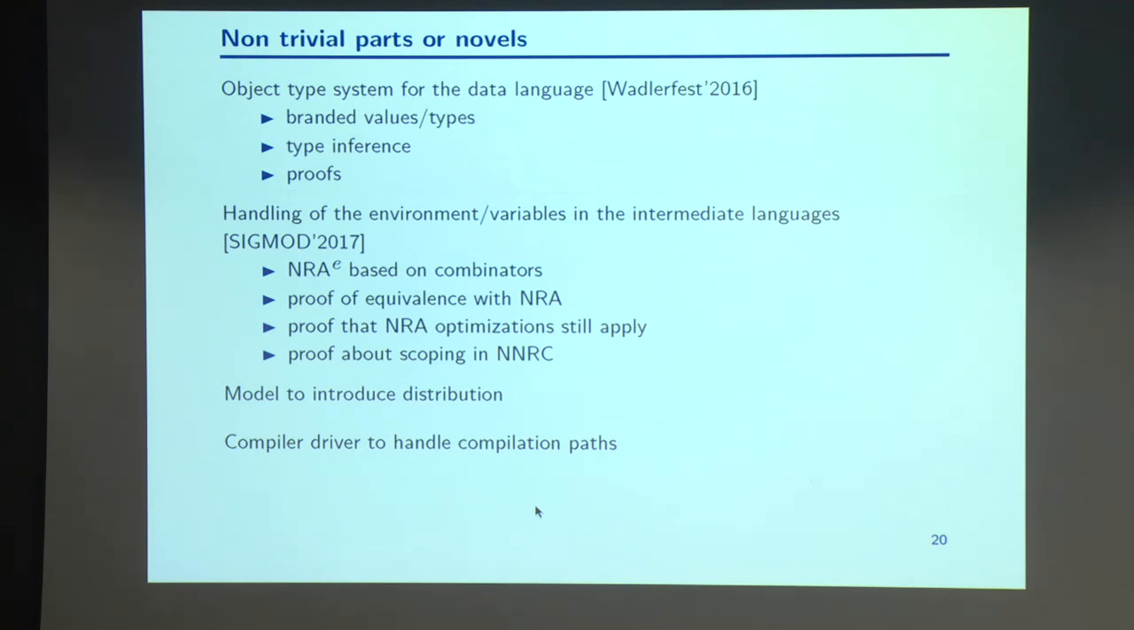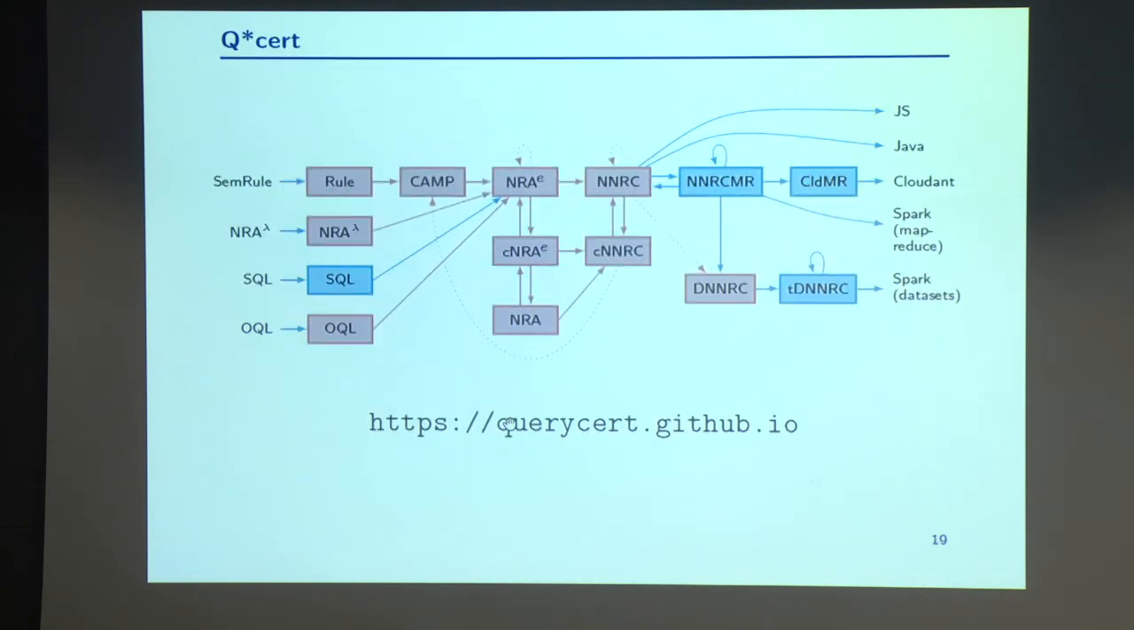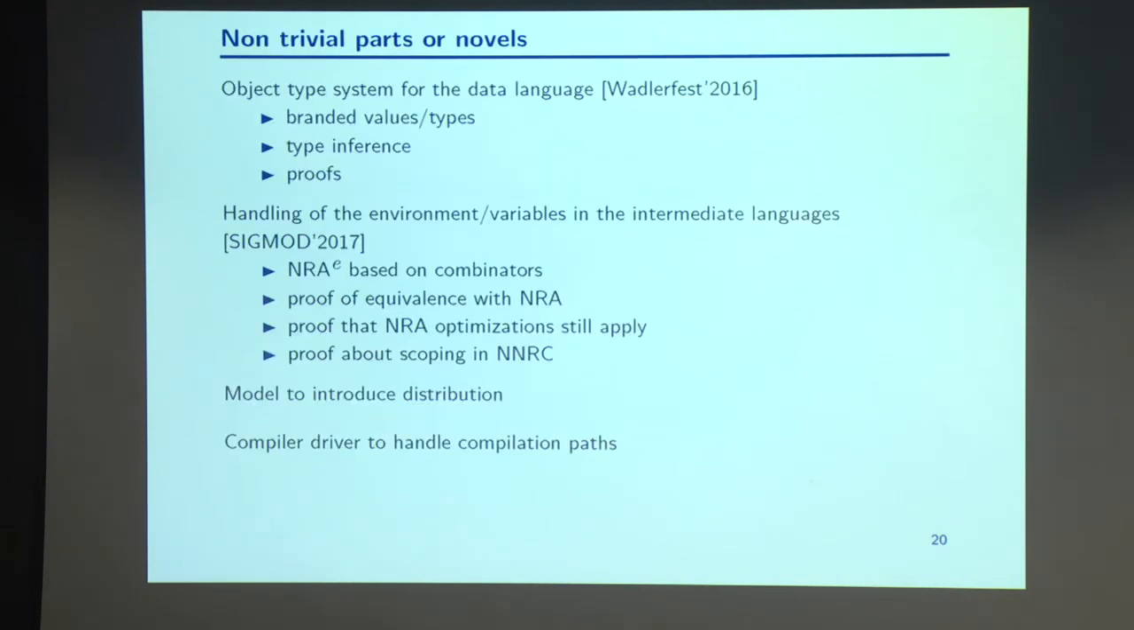So what we did is to extend the algebra and prove that it was equivalent to the other one, and that all the optimizations existing on the original algebra can be lifted to our extension. And so yes, some work on how to define compilation paths, how to handle options to define compilation paths in this graph was also a fun part.